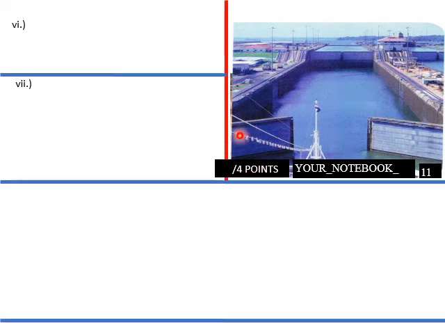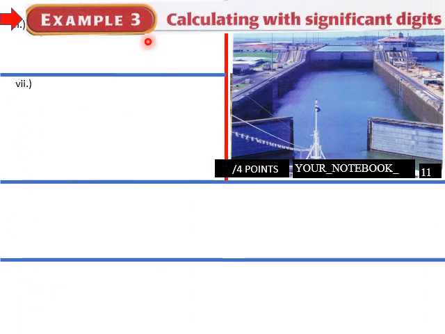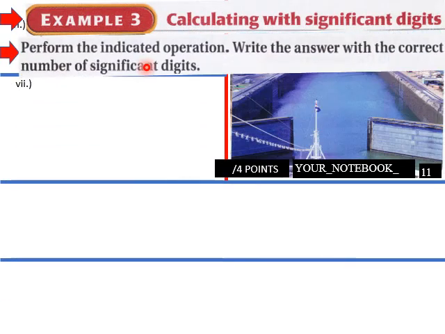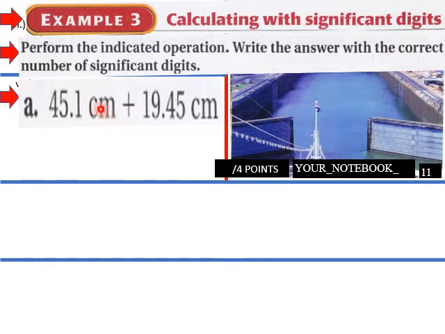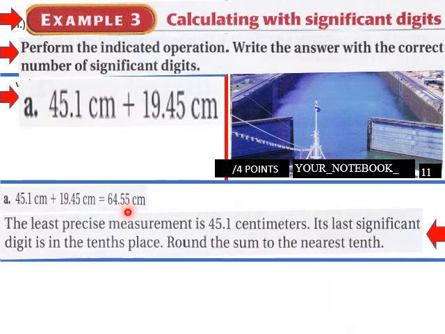Let's go into an example here. We have example 3, calculating with significant digits. Perform the indicated operation. Write the answer with the correct number of significant digits. So we have 45.1 centimeters plus 19.45 centimeters equals 64.55 centimeters. The least precise measurement here is 45.1.